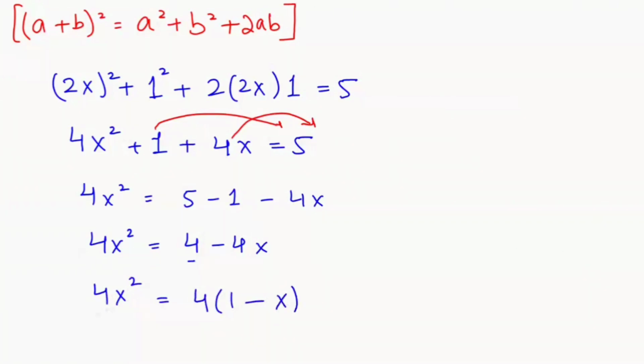Now here this 4 is multiplying, so it is going to be divided on both sides, where this and this get cancelled. So the next expression we get is x squared is equal to 1 minus x. Now we are going to solve this expression further to make this power 12. So for that, I am going to square both sides.